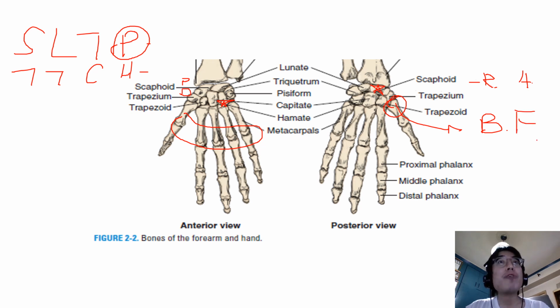A boxer's fracture, another special kind of fracture, this time is a fracture of the necks of the second and the third metacarpals, seen in professional boxers, and typically of the fifth metacarpal in unskilled boxers. Boxer's fracture, fracture of the necks of the second and the third metacarpals, and even the fifth metacarpal.